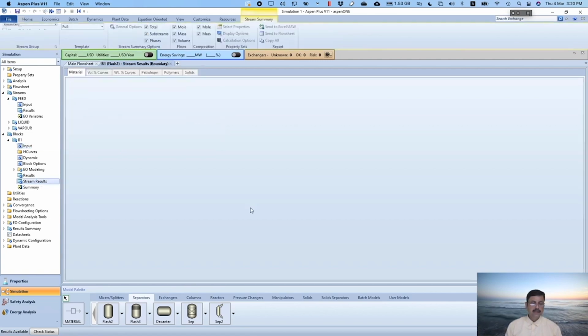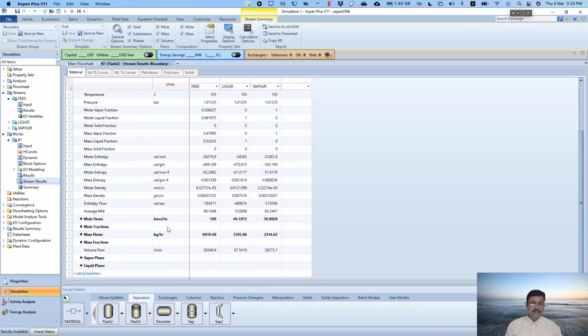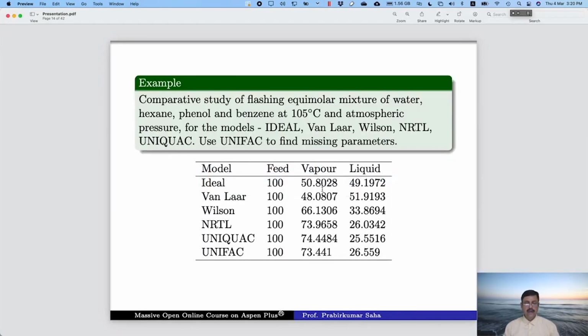See what is the stream result. The molar flow, feed is 100, vapor 50.8028 and liquid 49.1972.